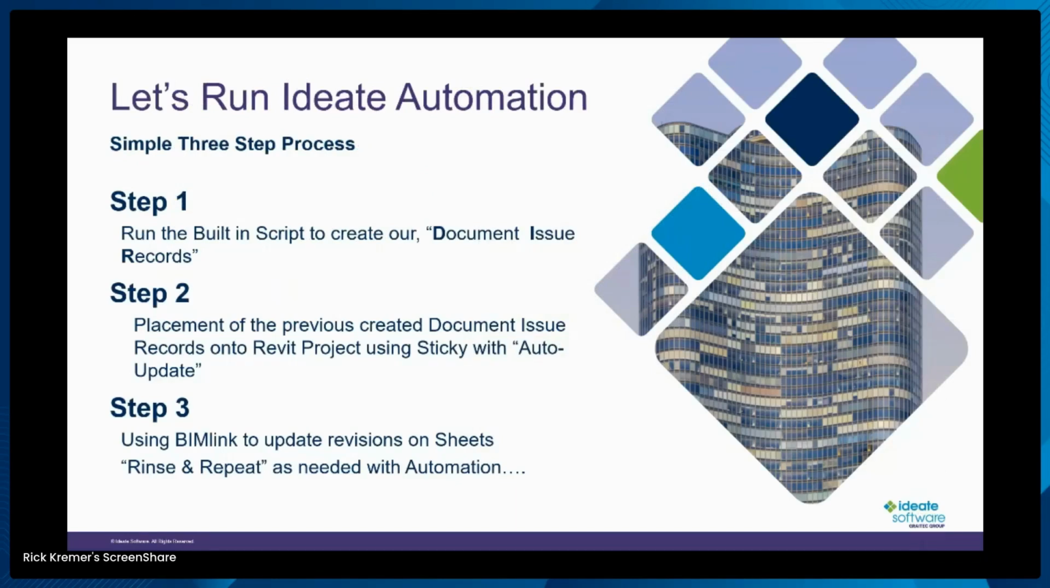Here's how this is going to be done in a simple 3-step process. First, we're going to run the built-in scripts to create our document issue records. We're going to then place these document issue records in our Revit project using Sticky, and then we're going to use BIMLink to update the revisions on the sheets and rinse and repeat as needed with automation. So if you're ready, let's go through automation.